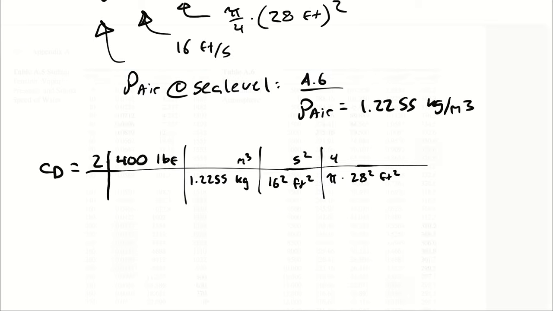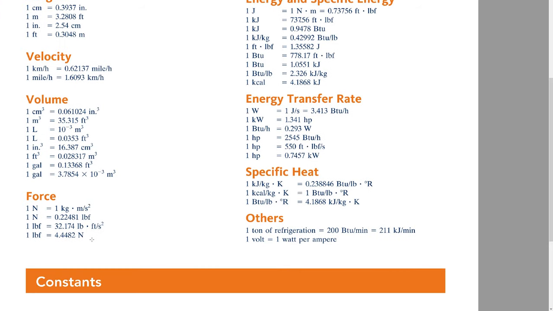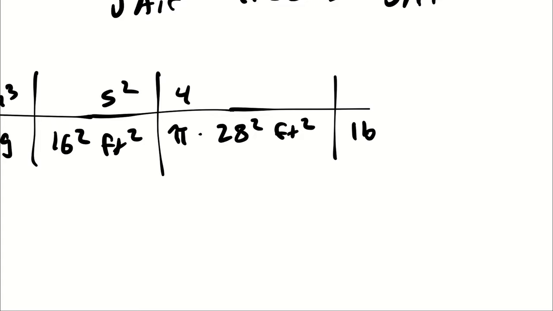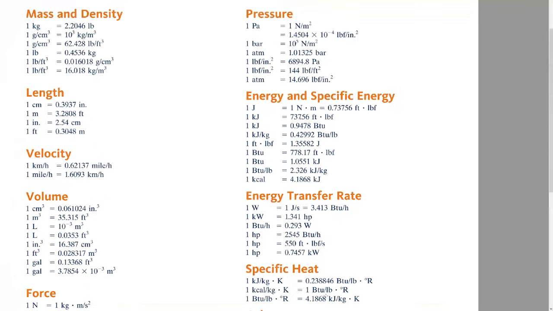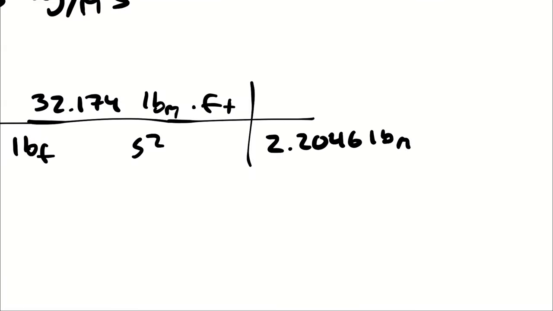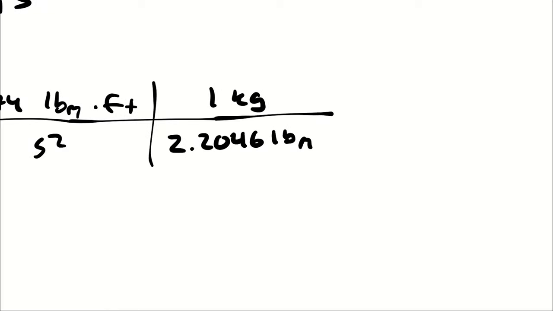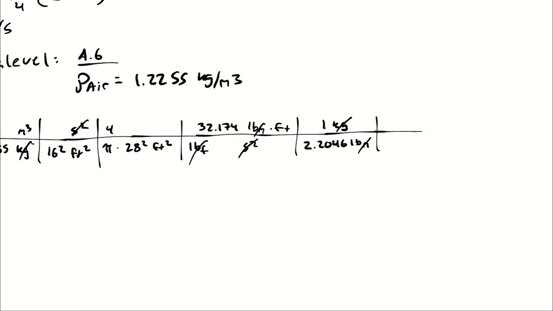For that, I will pull up my conversion sheet here. So I recognize that a pound of force can be represented as 32.174 pounds of mass, feet per second squared. And then I know the conversion from pounds of mass to kilograms is 2.2046 pound mass is 1 kilogram. And let's see how far that got us. Second squared cancels second squared. Pound mass cancels pound mass. Kilogram cancels kilogram. Pound force cancels pound force. So I'm left with the length dimension to deal with.